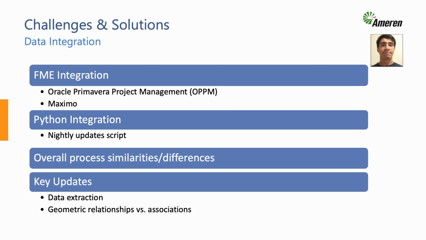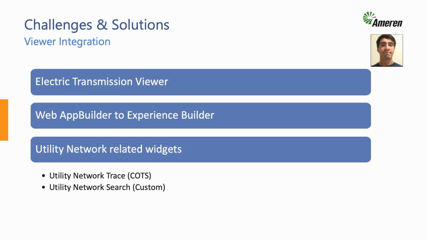The third process that was updated to integrate with the UN was Ameren's electric transmission viewer. Now, as a side mission to this overall UN migration project, Ameren also decided to upgrade from Web App Builder to Experience Builder. They had a few reasons for that, but one of the reasons was so that they could utilize the built-in Experience Builder functionality to work with the utility network.